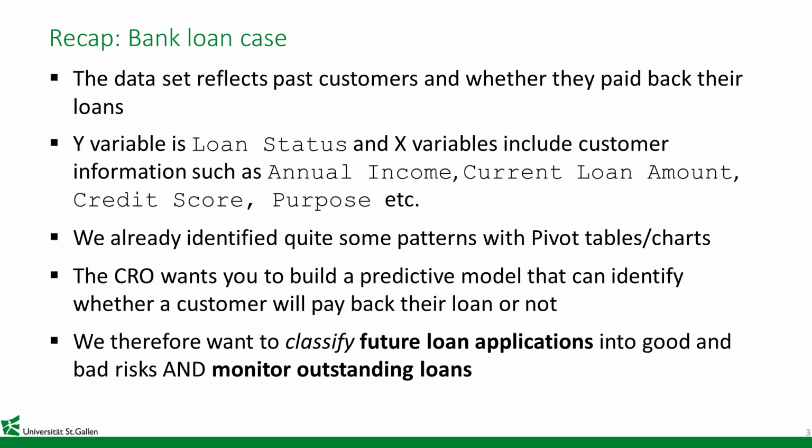Now in the prior video, we already were able to observe some interesting patterns using the pivot tables and the charts. These patterns, for instance, included that people who default on their loans have a lower average annual income, have a higher current loan amount, have a lower credit score on average, and that roughly 80% of all defaulted loans were due to debt consolidation.